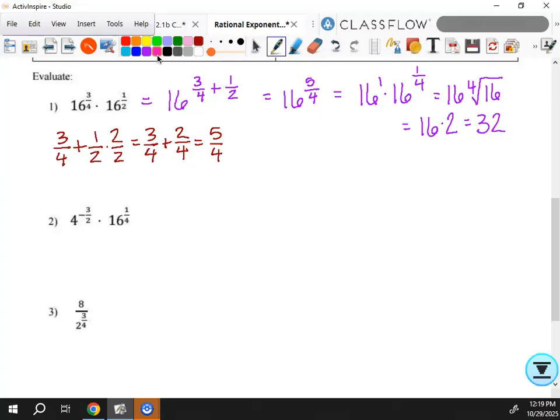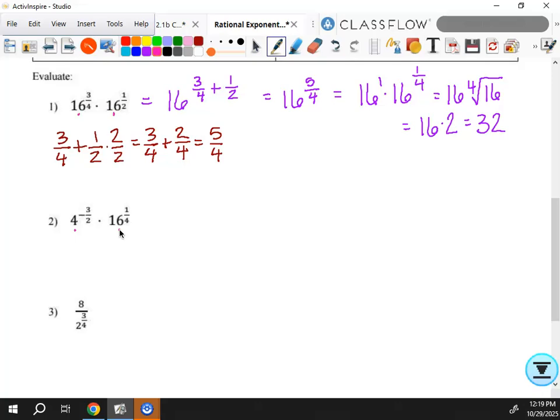Let's look at this one. All right. I have a negative exponent. I'm not going to worry about that so much just yet. I'll worry about it in a minute. But notice here my bases were the same. Here my bases were not the same. So I need my bases to be the same for me to be able to do anything.